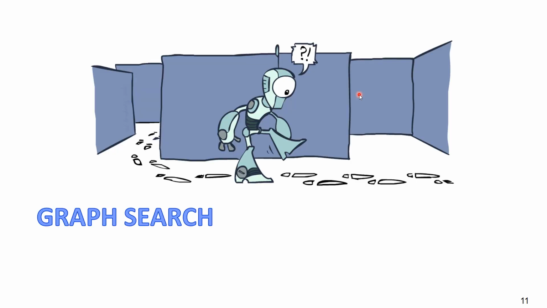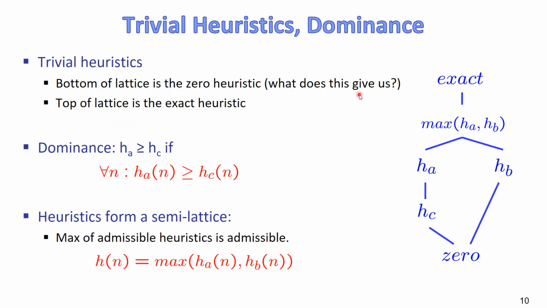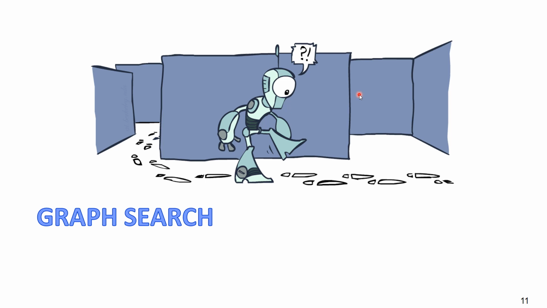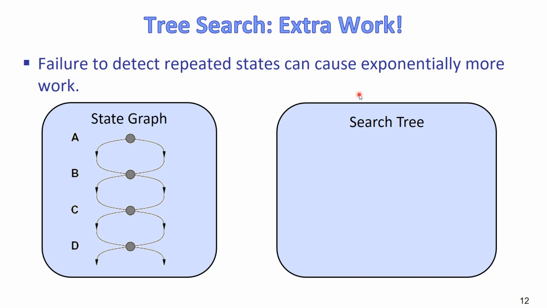Okay, so now we are done with heuristics, and we will switch to the last topic in this session, which is graph search. Remember, all of what we did before was tree search. We were expanding the search tree over time until we find a solution, and of course, the expansion depended on the search strategy that we are using.